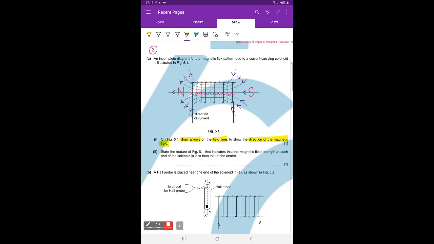Second part में wording read कर लो. State the feature that indicates that the magnetic field strength at each end is less than at the center. So have a look at the diagram. How do we know that the field is lesser in strength at the poles as compared to at the center? Field lines further apart, slash less concentrated.